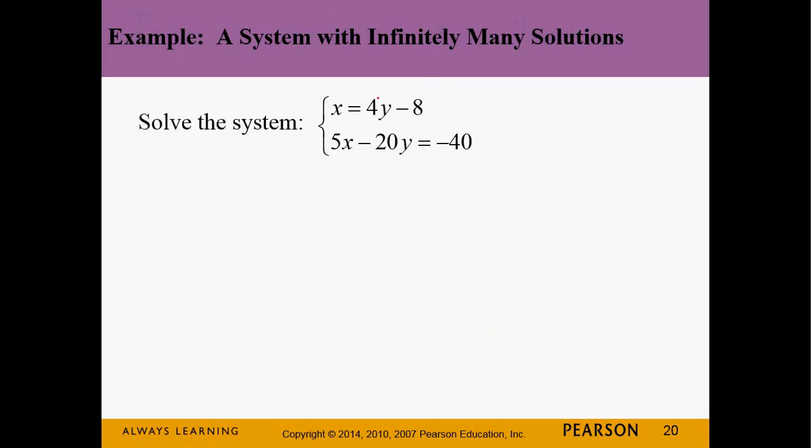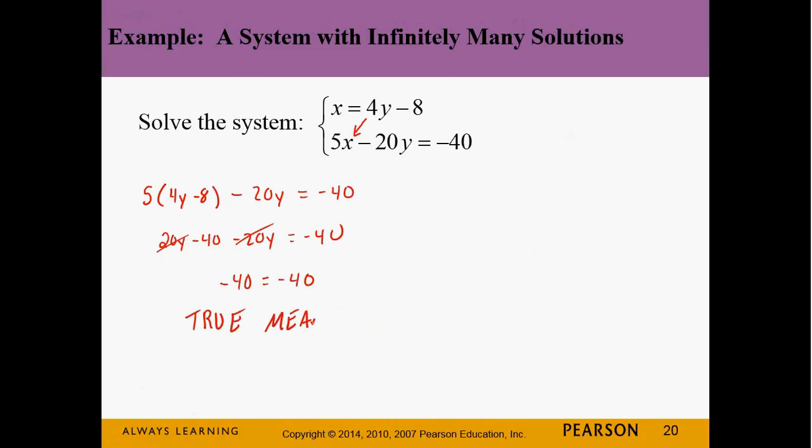Let's rearrange. Well, this one's actually primed for doing substitution, because it's x equals something, right? So if we let x be 4y minus 8, we're just going to plug that in for x. 5 times 4y minus 8, which is our x, minus 20y equals negative 40. 5 times 4y, 5 times negative 8, and we collect our like terms. We get negative 40 equals negative 40. Yeah, that's true. But I got rid of all my variables, right? If you get no variables and you get a true statement, a true statement means infinitely many solutions.